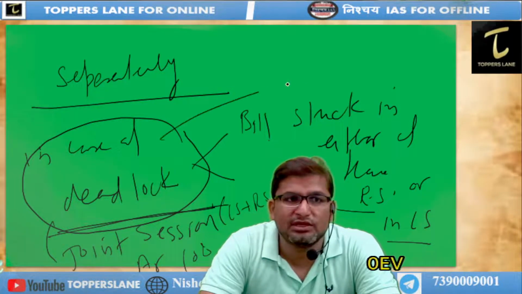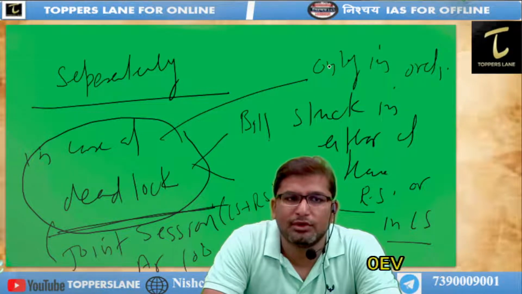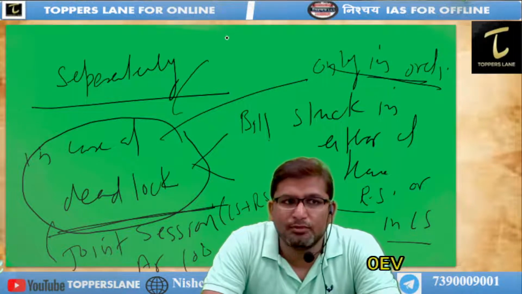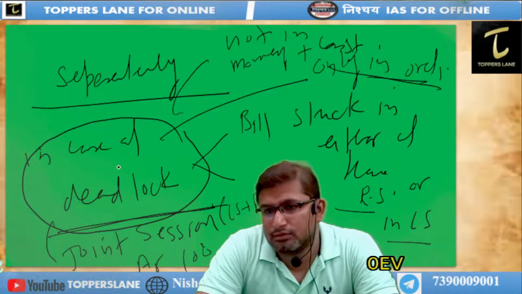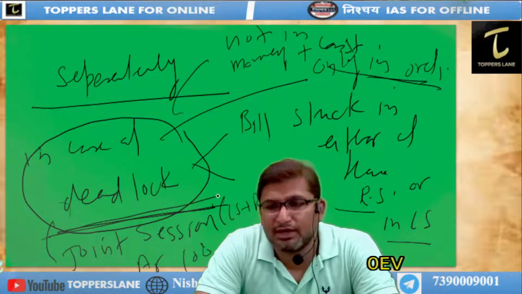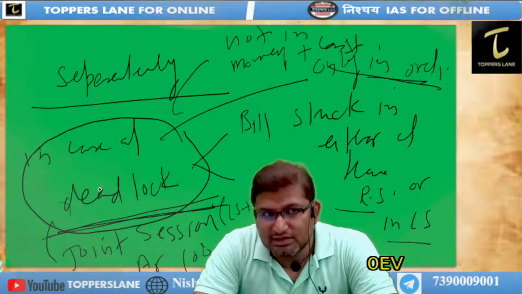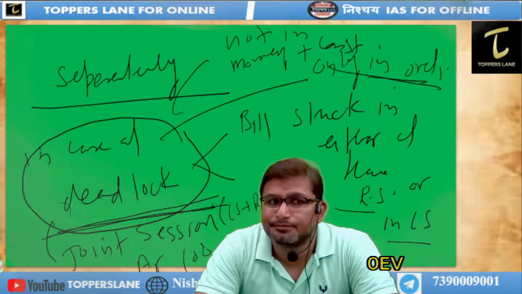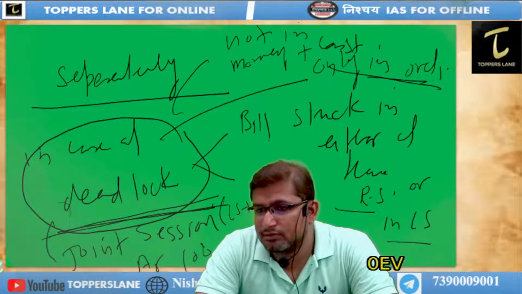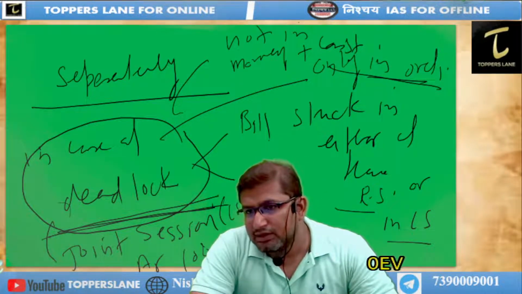So this is applicable only in case of an ordinary bill, and not in a money bill and constitutional amendment bill. So a constitutional amendment bill must be passed separately by both the houses. There is no provision of joint sitting. Joint sitting is only for ordinary bills, but it is not for the money bill and constitutional amendment bill.